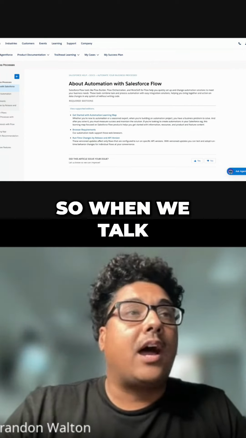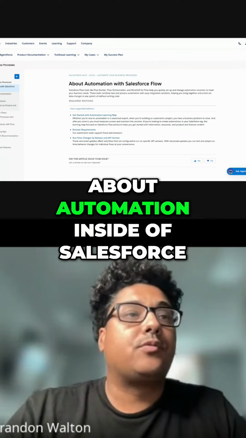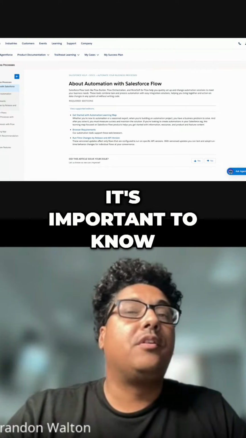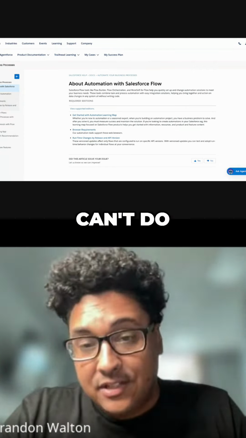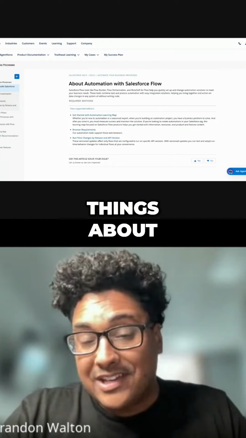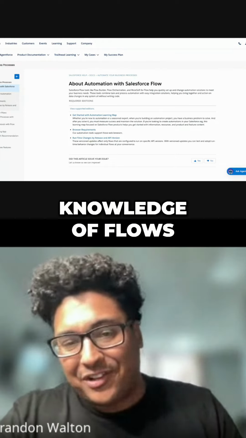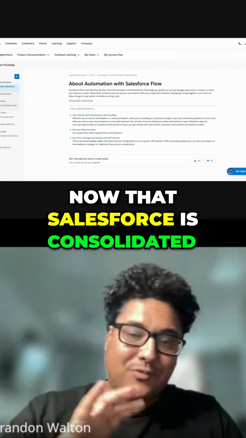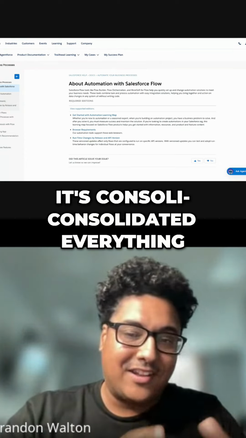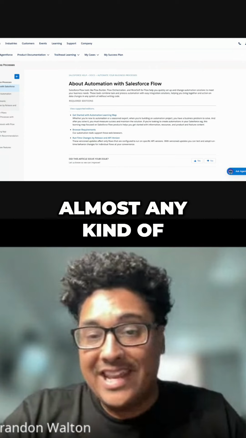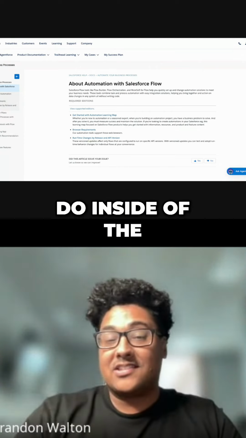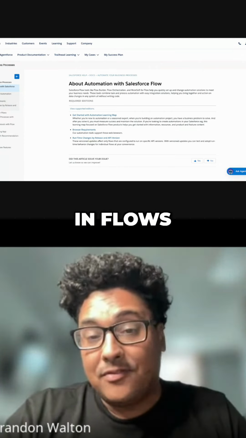Okay, so when we talk about automation inside of Salesforce, it's important to know flows. It's important to know what flows can and can't do. One of the tricky things about knowledge of flows, now that Salesforce has consolidated everything into flows, is that almost any kind of automation that you would do inside of the system can be done in flows.